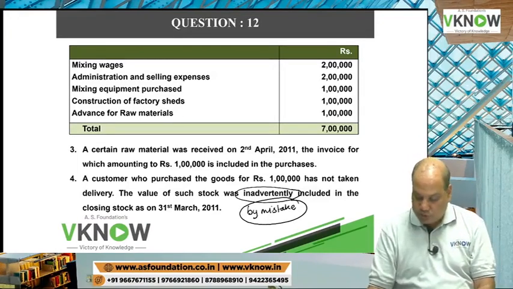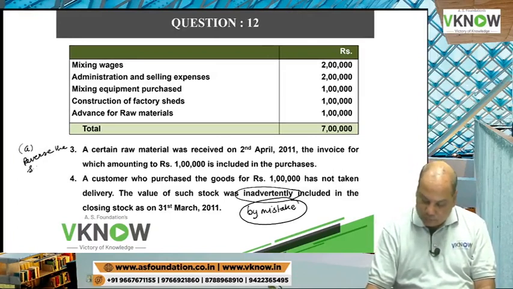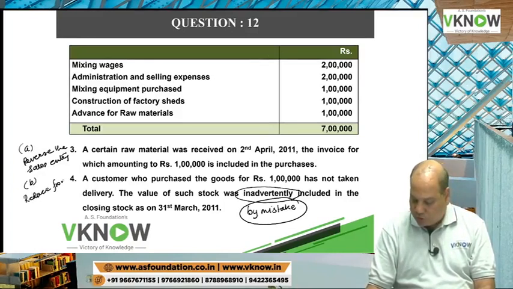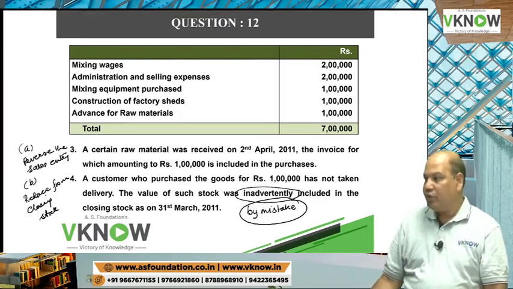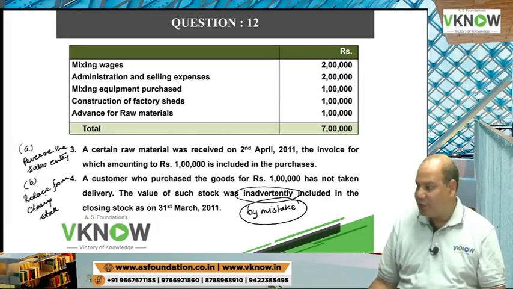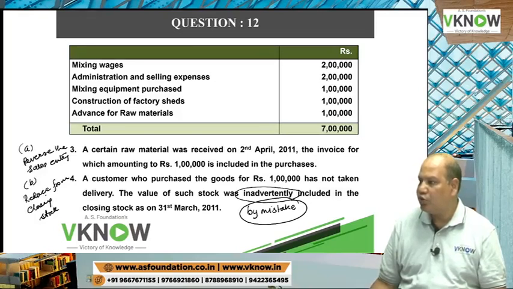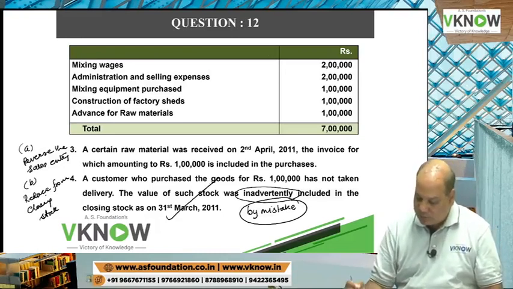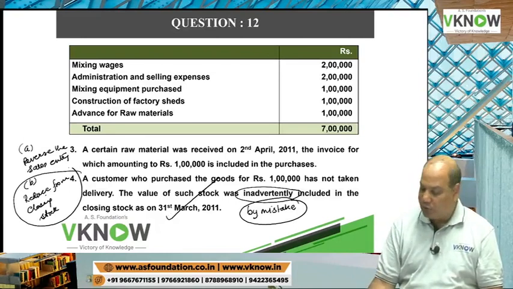So here also I am going to give you two options. Tell me which option is right. Option A, reverse the sales entry. Option B, reduce from closing stock. Which option is right? Either you reverse the sale or reduce from closing stock. Because goods have been sold, such goods should not be included in the closing stock now. Dheeraj is right. The answer is reduce from the closing stock.